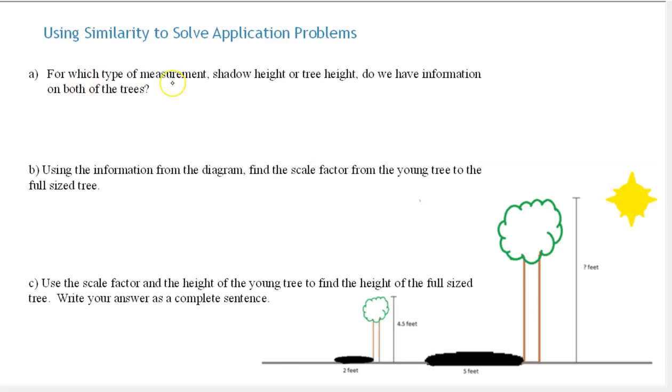For which type of measurement, shadow height or tree height, do we have information on both of the trees? Well, notice we're given the shadow height for both of them, but we're not given the tree height for both of them. We want to find the tree height for the taller tree. So we know the shadow height for both trees.